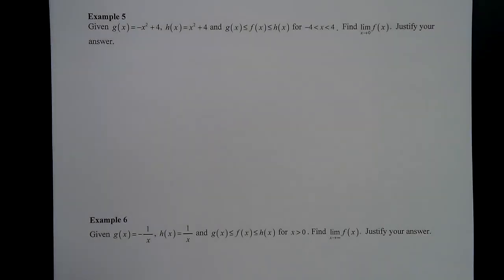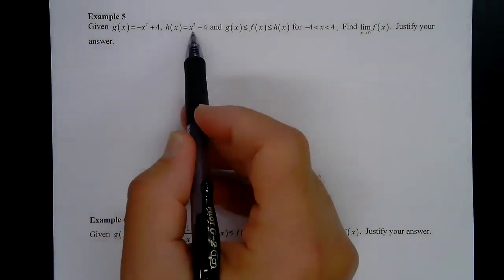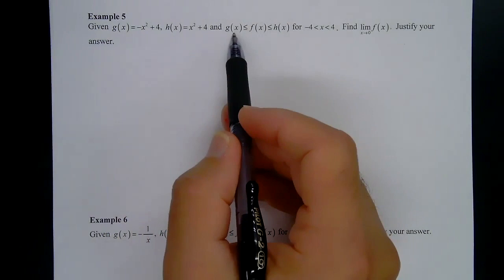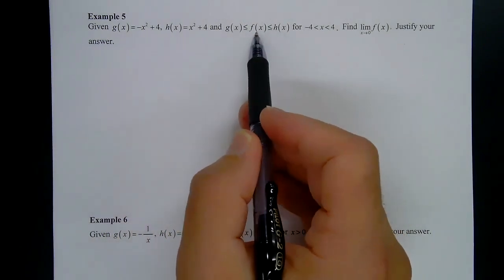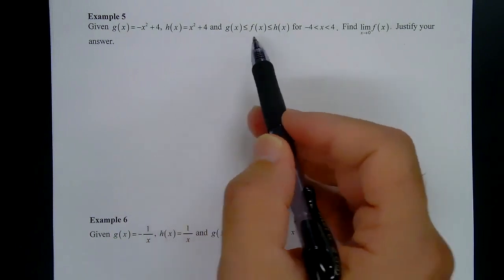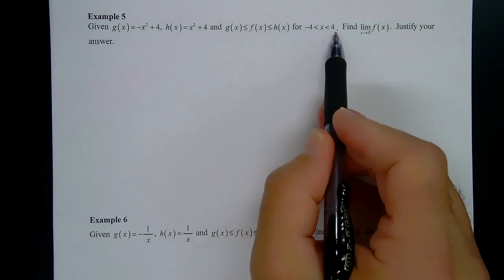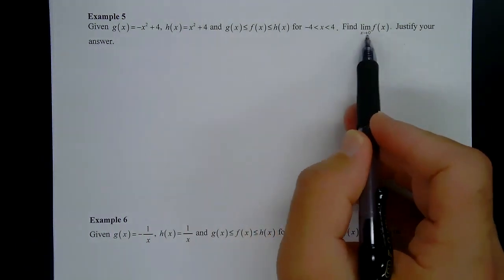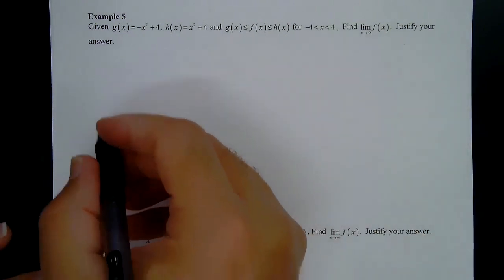Next problem. So here, g of x is equal to negative x squared plus 4. h of x is equal to x squared plus 4. g of x is less than or equal to f of x is less than or equal to h of x. So f of x is sandwiched in between these. And this inequality is true for x's between -4 and 4. Find the limit as x approaches 0. 0 is in here, okay? And then justify your answer, okay?